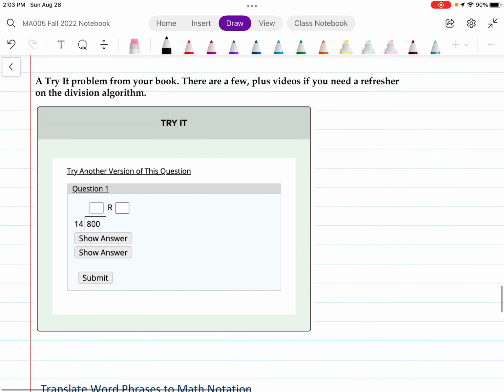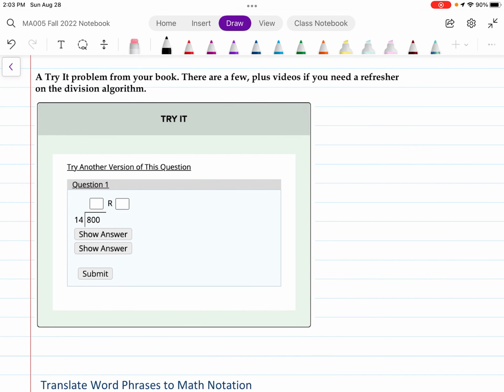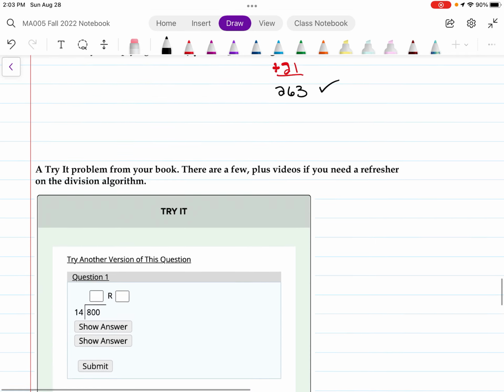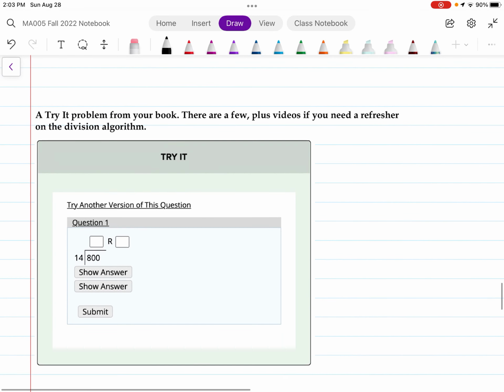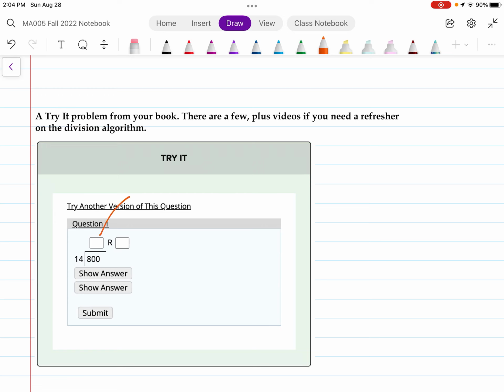So this is what the try it problems from your book and from the homework look like. And you need to know how to do these and what to fill in. So what they're asking you for here is that number up on top, the quotient, right? So this is the quotient right here. And then the R stands for remainder, right? Remainder.